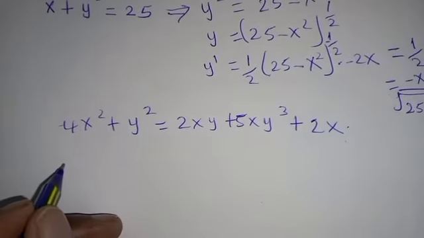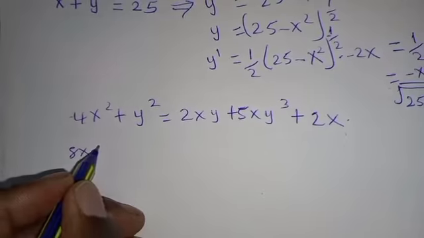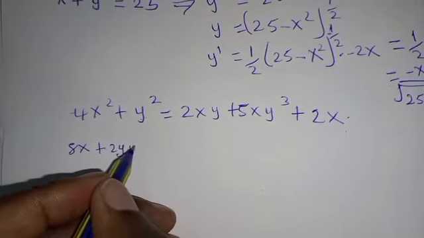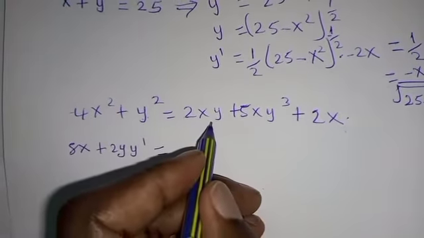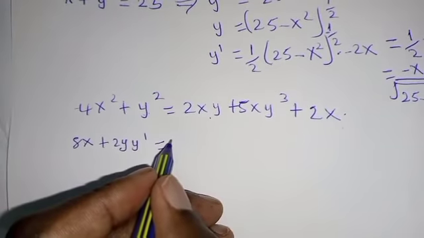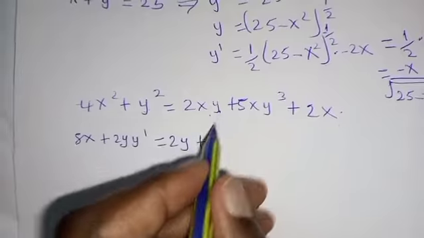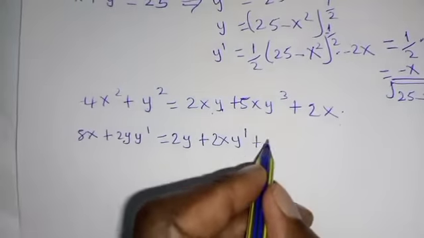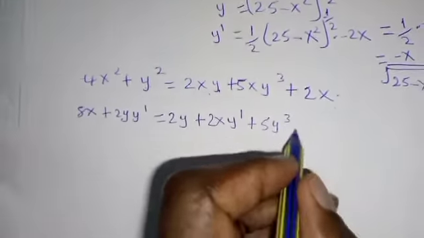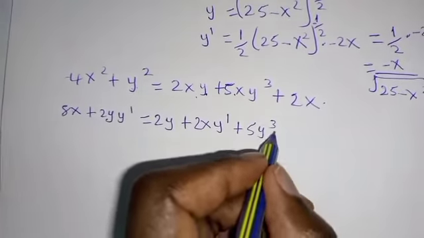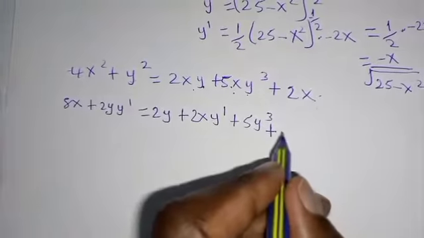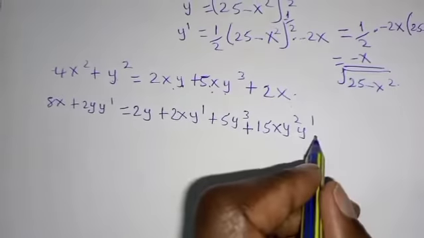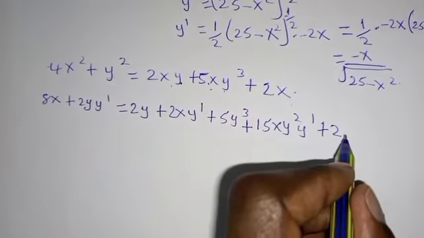works this way. This will give us 8x plus 2y. Because we are differentiating with respect to x, so we multiply by dy dx, y prime, which is equal to, here this is a product rule. We differentiate x as we keep y constant, plus we differentiate y as we keep x constant. So it will be 2x y prime plus 5y cubic. We have differentiated x and we have kept y constant. So we differentiate y cubic as we keep x constant. So it will be 15x y squared y prime plus 2 when we differentiate that.